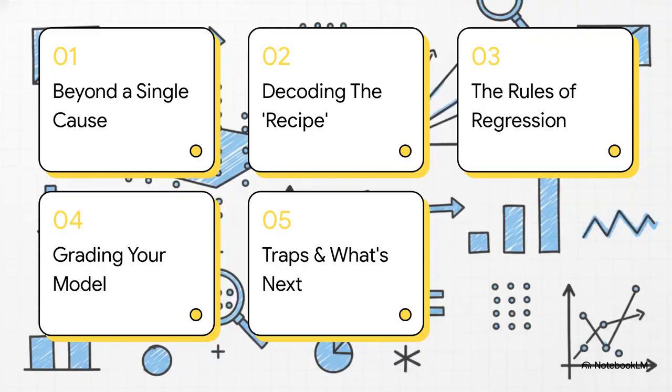Okay, so here's our game plan. First up, we're going to see why just one variable is rarely, if ever, enough to tell the whole story. Then, we'll decode the secret recipe behind the model itself and its powerful engine. After that, we'll walk through the essential rules you absolutely have to follow, learn how to grade your model's performance, and finally, we'll spot the common traps and see what amazing tools come next. Let's get right into it.